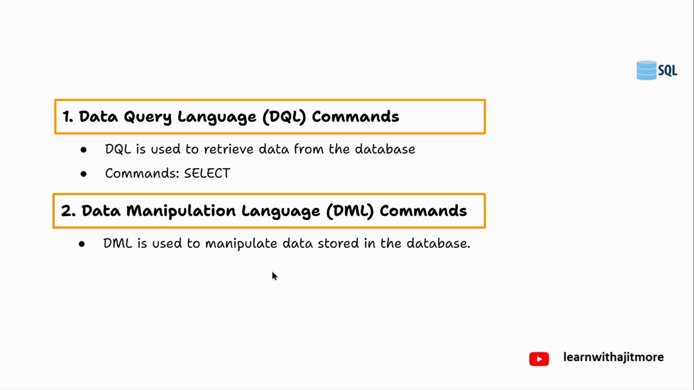Manipulation can be done in any way. No? You add a new record, manipulation. You delete, then also modification. And you're updating, then also modification. So these three commands come under this category: insert, update, and delete, guys.